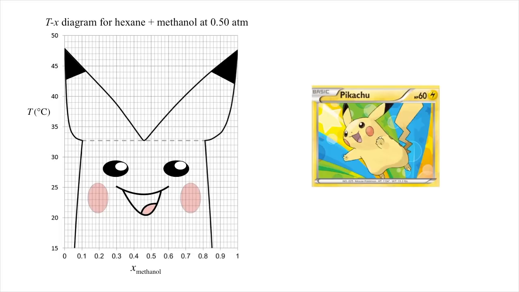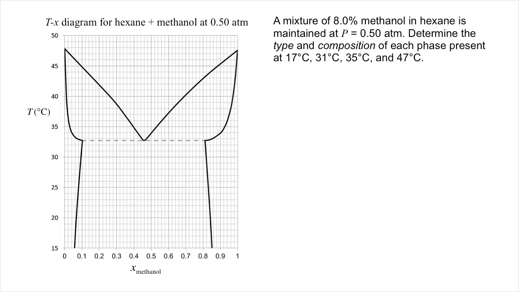With the help of our favorite Pokemon, let's try to predict the identity and compositions of phases that will be present in the system at various temperatures, spanning 17 to 47 degrees C, assuming an overall system composition of 8% methanol. With the average system composition fixed at 8%, all the points we are interested in will fall along a vertical line, drawn here in red.